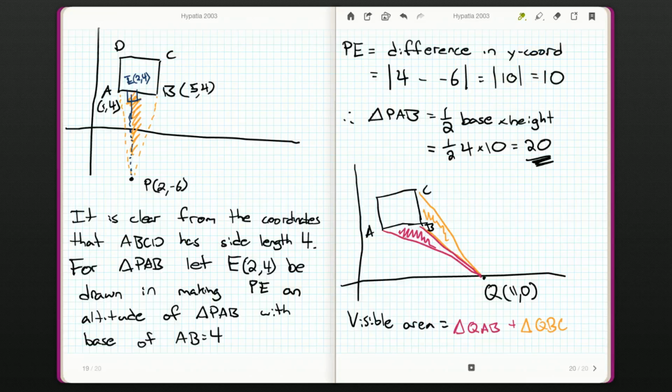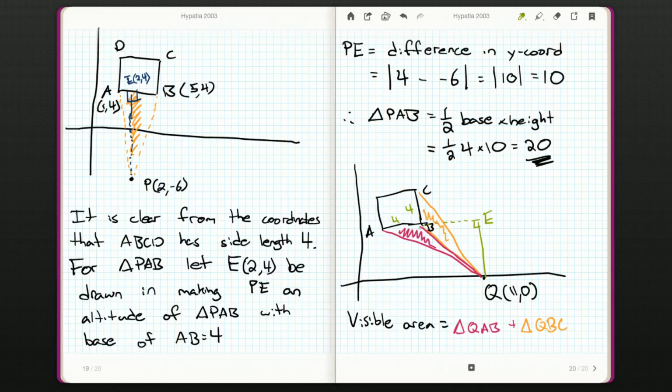Okay. Now for both of them, we have a base of 4. Right? It's a square. And we already commented that we have a side length of 4, so AB can be a base of 4 for the first triangle, and BC can be a base of 4 for the second triangle. Okay? So for our first triangle, we can drop an altitude, and we can call this point E.